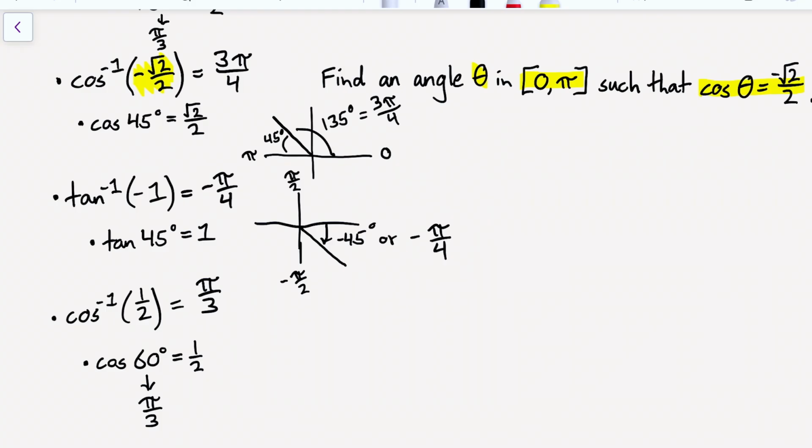The number one thing to remember as we evaluate inverse trig functions is that our input number is a ratio, a sine, cosine, or tangent measurement. The output value that we are looking for is the angle that corresponds to that sine, cosine, or tangent measurement.